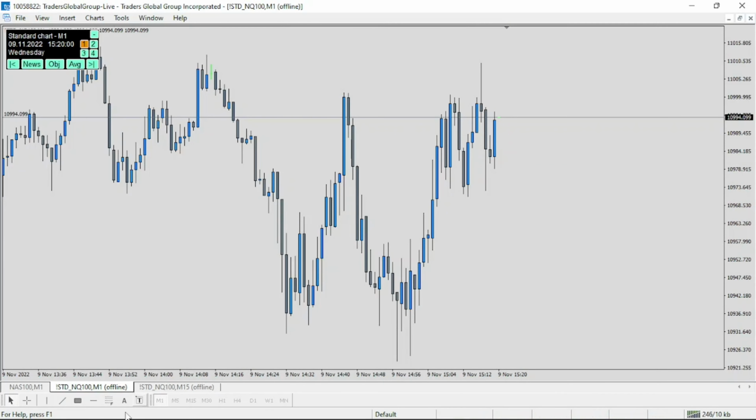Okay, you can see we had a kind of manageable fair value gap right here. But the reason we will not take that fair value gap is because it did not take out a swing low. So we continue searching.